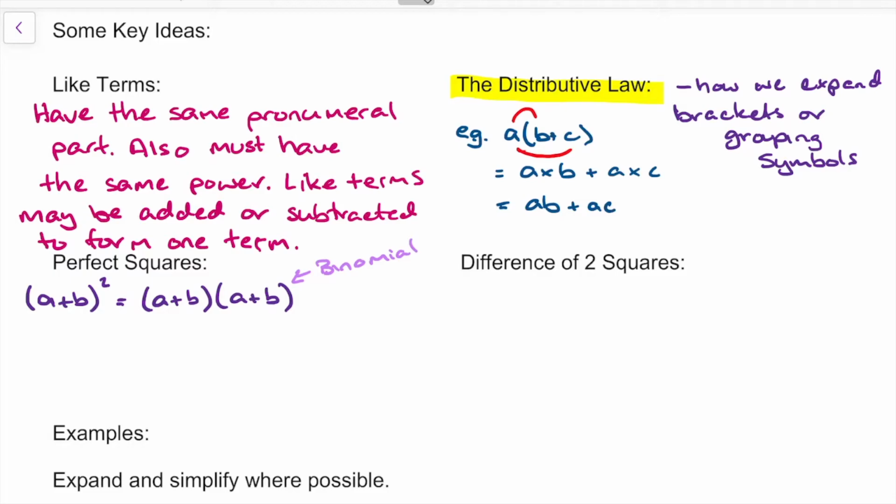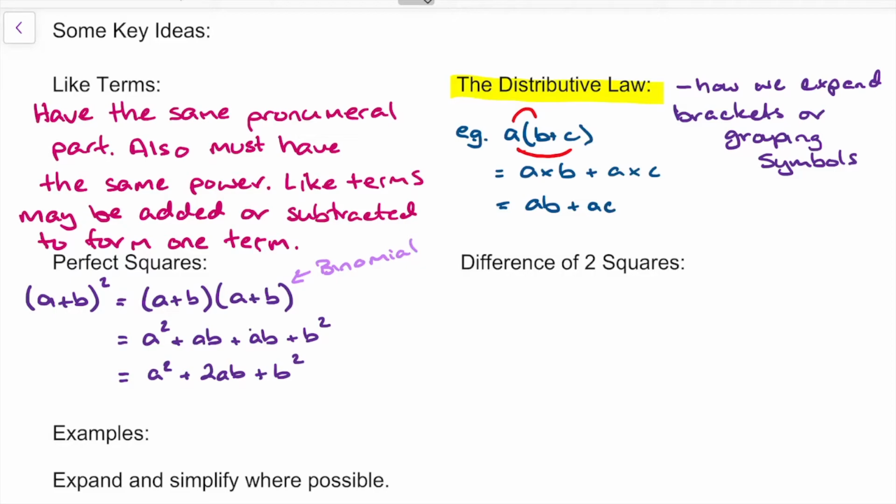Okay, still need to be distributed, so the A's get multiplied together to get our A squared. Then we have a times b, so we have our ab, then we have our ba, so I'm just going to put that as ab again, and then we have our b squared, which then becomes a squared plus 2 lots of ab plus b squared. So that's where those two ab's in the middle are like terms, and you can add them together.